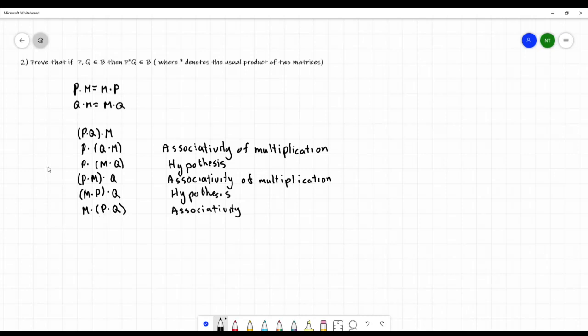So there we have it, guys. We proved that P times Q times M is equal to M times P times Q, if P times M is equal to M times P and Q times M is equal to M times Q. So that's it, guys. These are a couple of little proofs using the properties of matrix multiplication and addition.